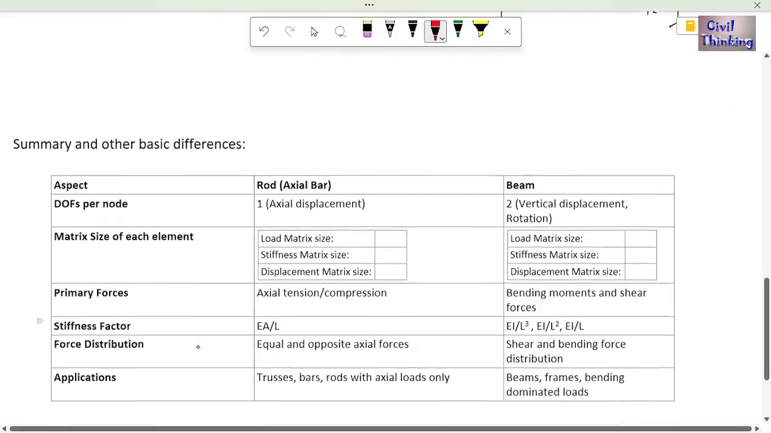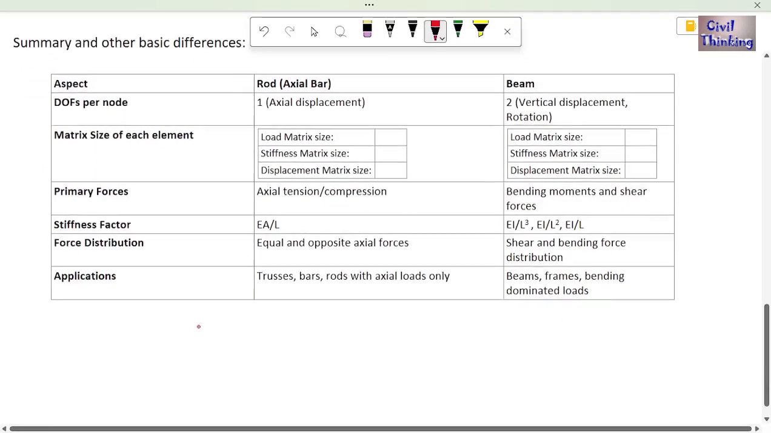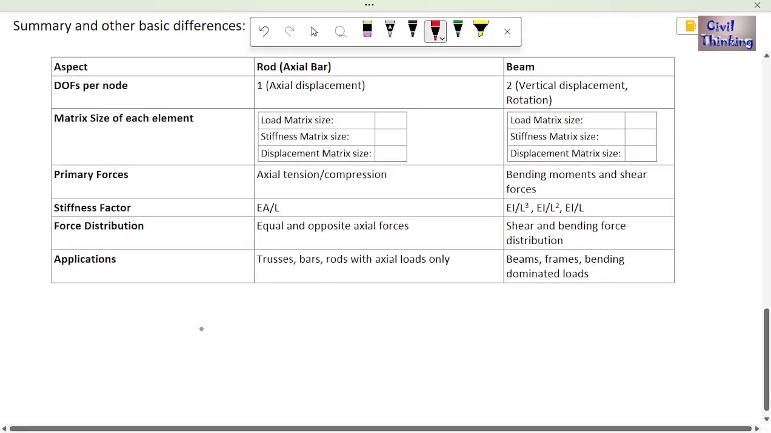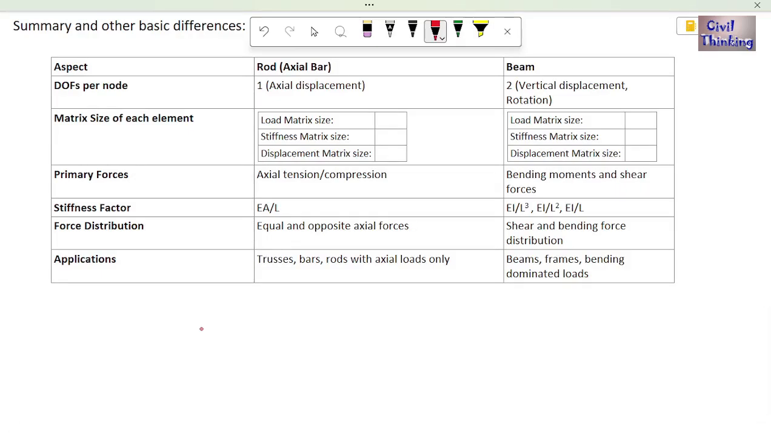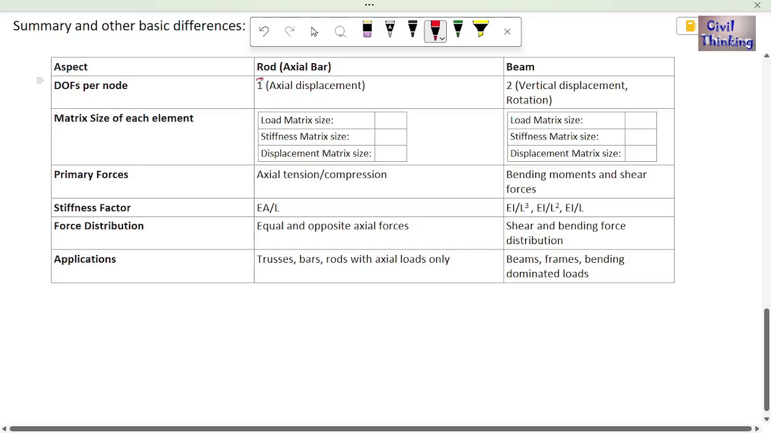Now let us talk about other basic differences, okay? And also we will summarize today's class in this. Now the degree of freedom per node for a rod or a bar, okay, is what? 1, right? It is 1 for each node, okay?